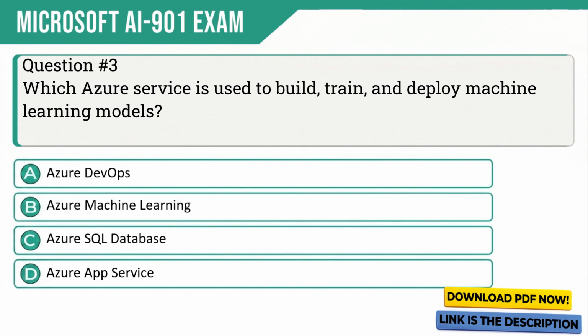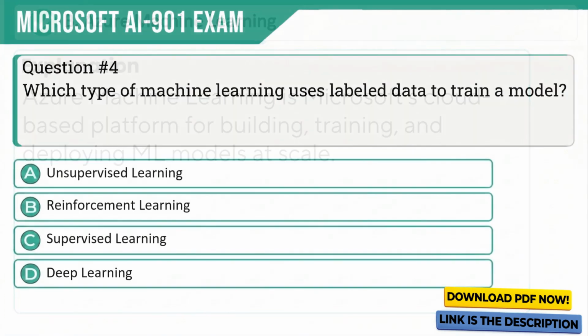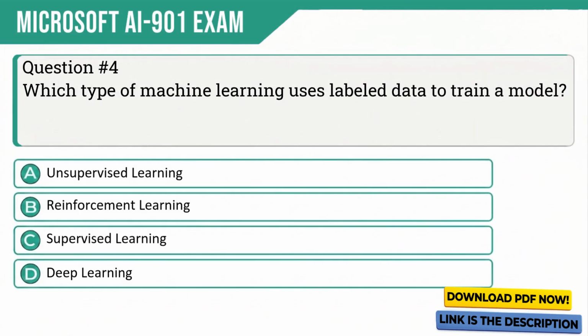C. Azure SQL Database. D. Azure App Service. Correct answer, B. Azure Machine Learning. Explanation. Azure Machine Learning is Microsoft's cloud-based platform for building, training, and deploying ML models at scale. Question number 4. Which type of machine learning uses labeled data to train a model? A. Unsupervised learning. B. Reinforcement learning. C. Supervised learning. D. Deep learning.